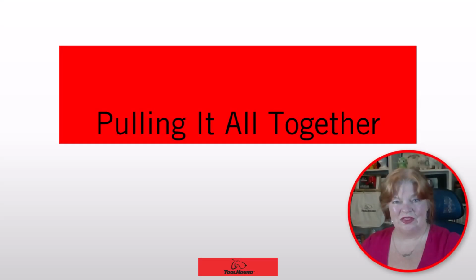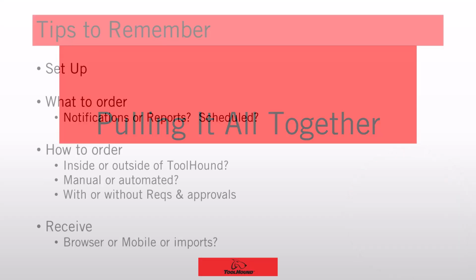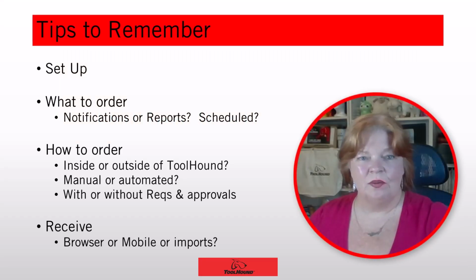Let's review what we've seen so far. Set up your min and max levels for each part number, the units of measure, and the vendors where you purchase, and add any optional references. Decide how to handle what to order. Are you going to use notifications or reports? Will the reports be run manually or scheduled?